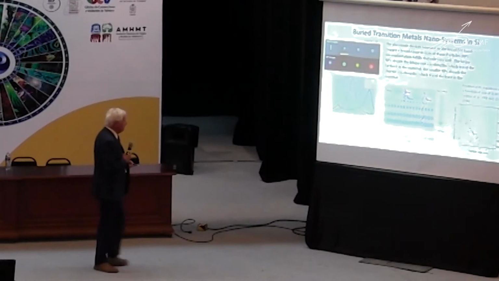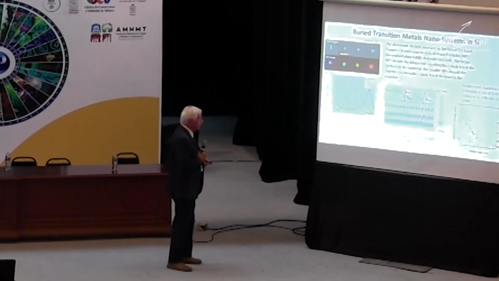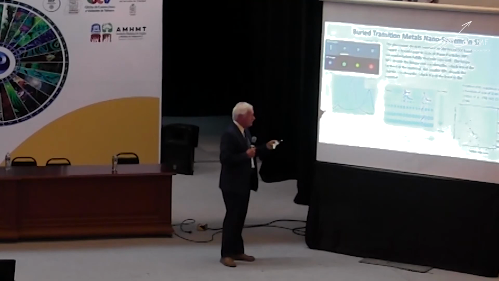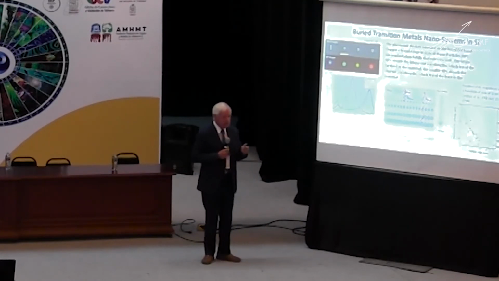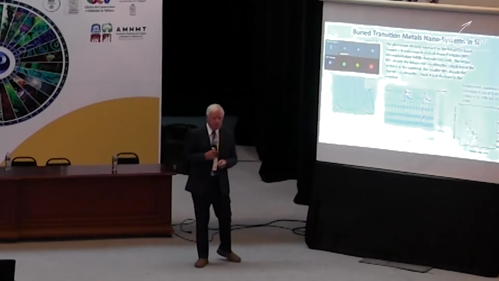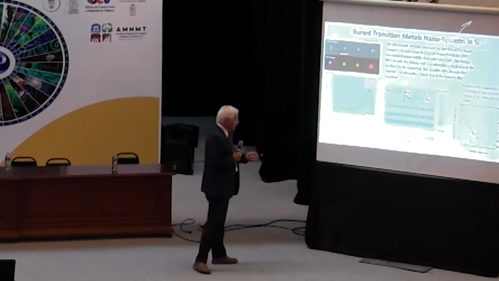So here's just an example of buried transition metals and nanosystems in silicon. Here's a silicon crystal, here's the substrate, here's the surface at the top. If we were to implant this material, like I showed on the previous slide, with smaller fluences and lower energies, it'd be right here. If we implant it with higher fluences and higher energies, then it would be right here.